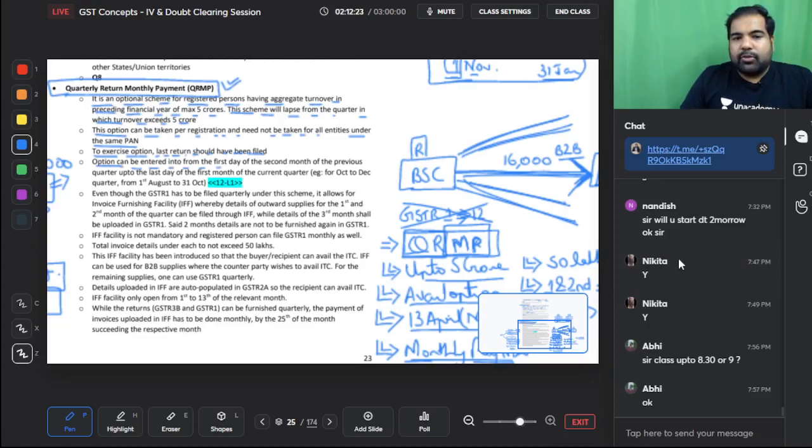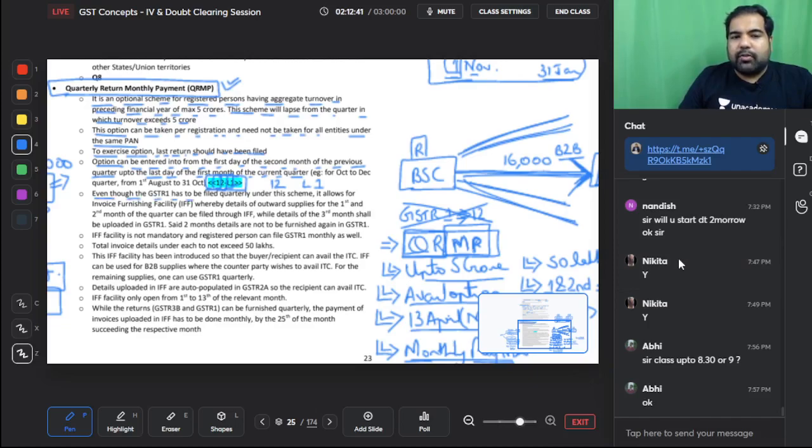The option can be entered into from the first day of the second month of the previous quarter up to the last day of the first month of the current quarter, which is confusing. So hence 1-2-L1: the first day of the second month in the previous quarter, and in this quarter the last day of the first month. 1-2-L1.